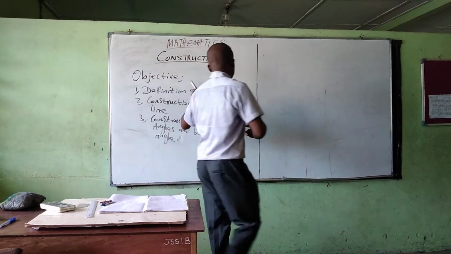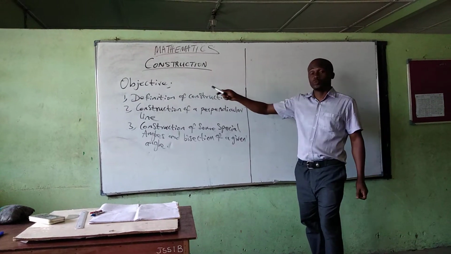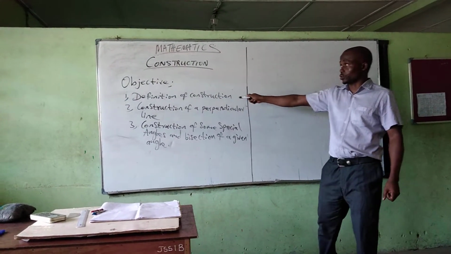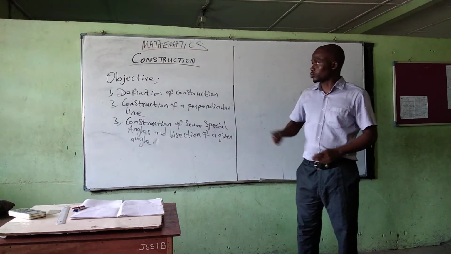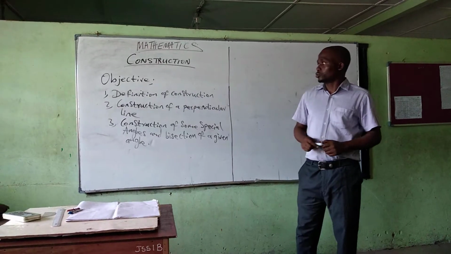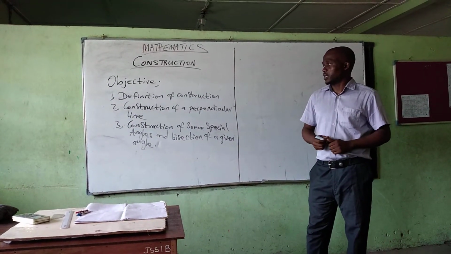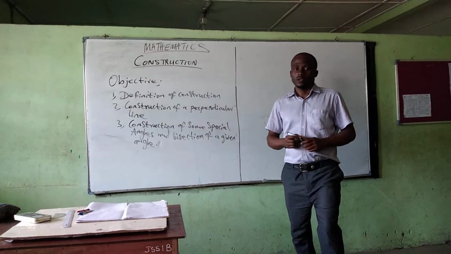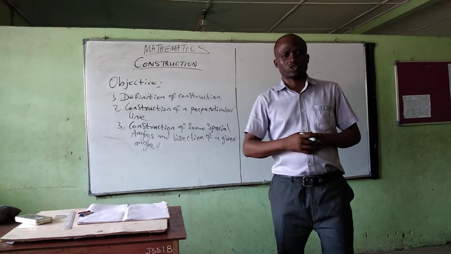Yes, these are the objectives of today's lesson. 1, you should be able to define construction. 2, you should be able to construct a perpendicular line. And 3, you should be able to construct some special angles and bisect a given angle. These are the objectives of today's lesson. Now let's start with the definition of construction.